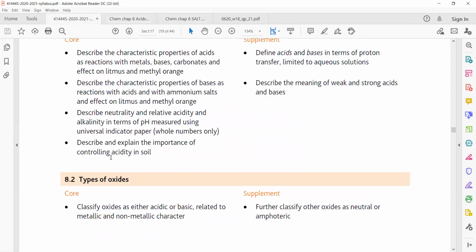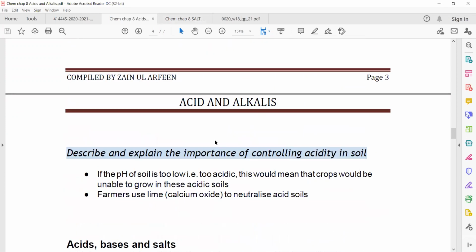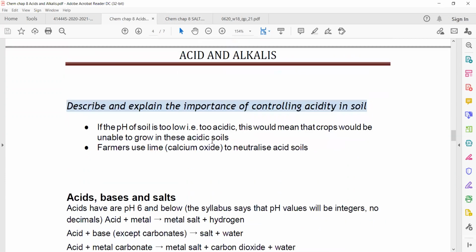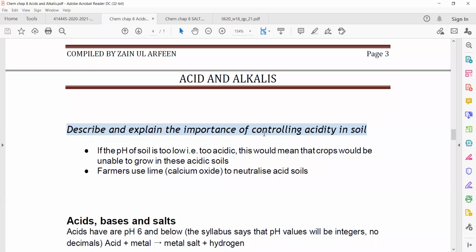Describe and explain the importance of controlling the acidity in the soil. So why is it important to control the acidity in the soil? Because plants grow normally in neutral soil, neither too acidic nor too alkaline. And to overcome this acidity, what do we add? We add lime, or we can also add calcium carbonate. If the pH of a soil is too low, it becomes too acidic. It means that the crops would not be able to grow in this acidic soil. So farmers use lime or calcium oxide to neutralize.